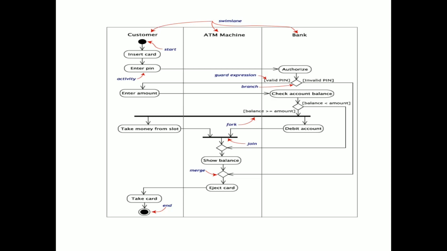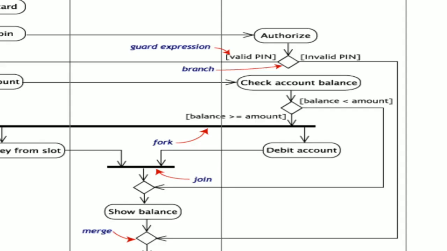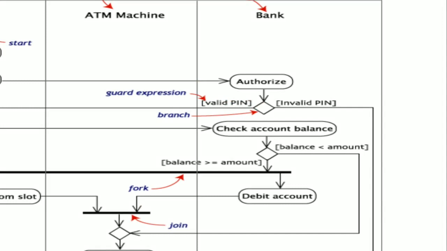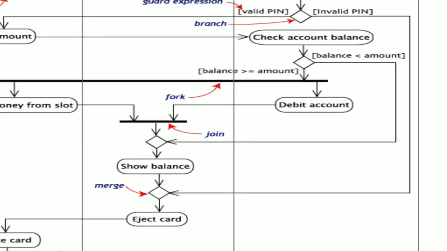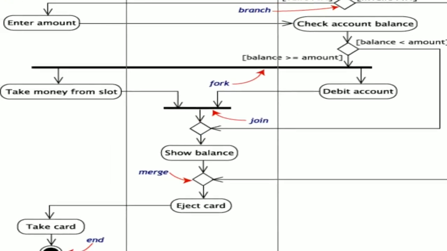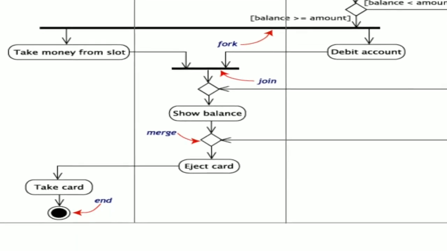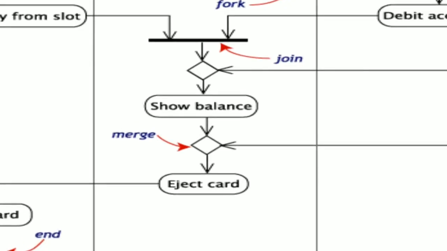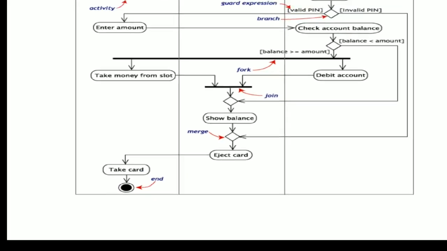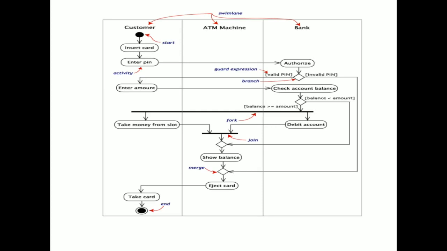But if the authorization fails, what happens? Invalid PIN goes directly to the final merge. If the balance is less than the amount you entered, then it goes directly here, and it is showing the balance. So this is how your activity diagram can be divided into a number of fragments under different lanes, and what we get is our swimlane diagram.